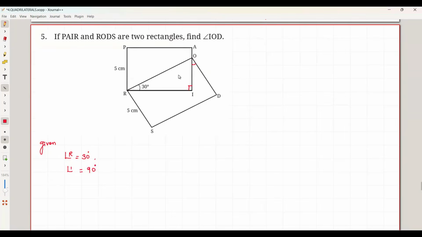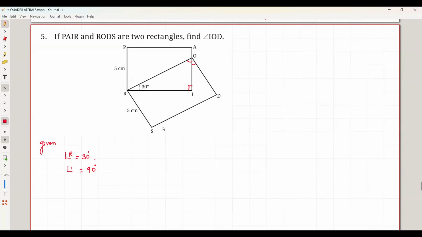Now I can take the triangle ORI. In this triangle, I can use the angle sum property to find this angle. If I find this angle, we know that ODSR is also forming a rectangle.